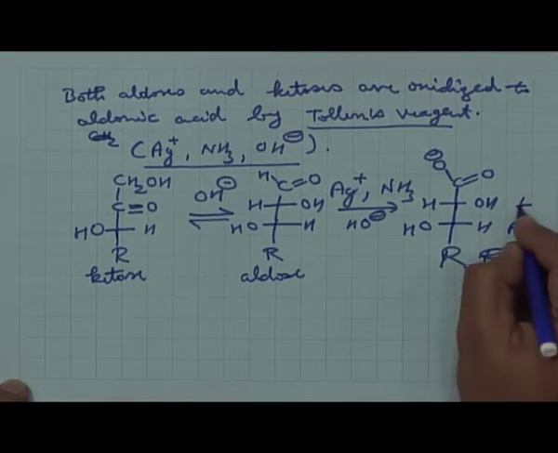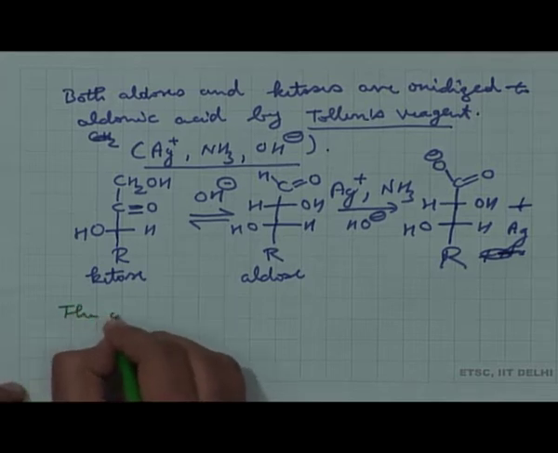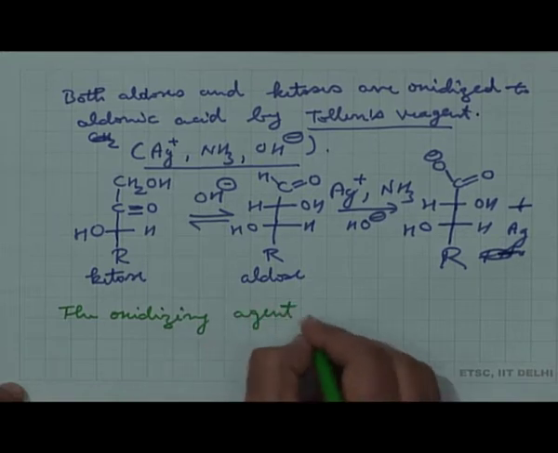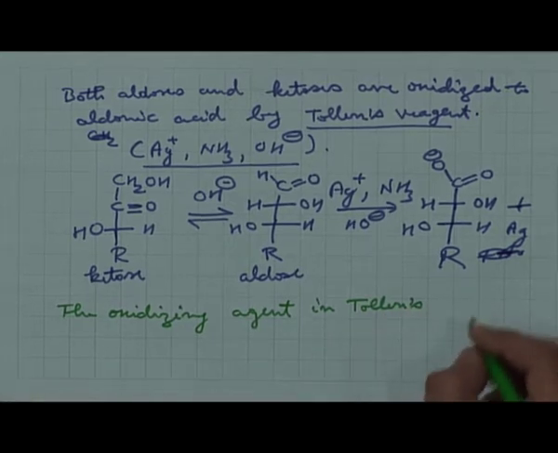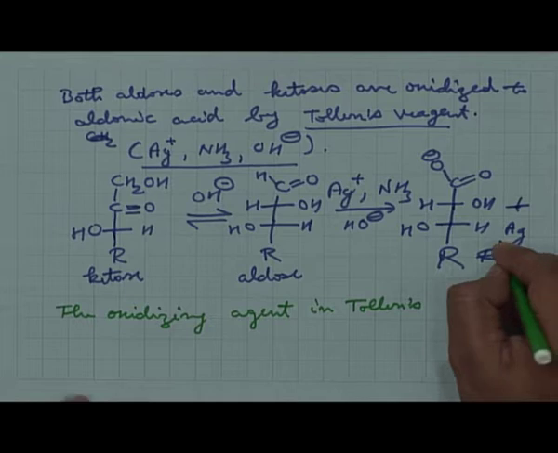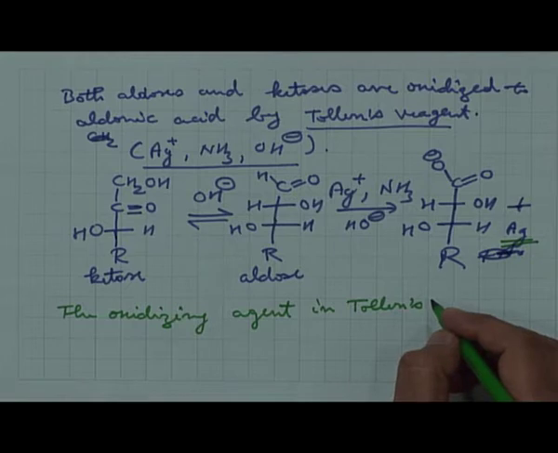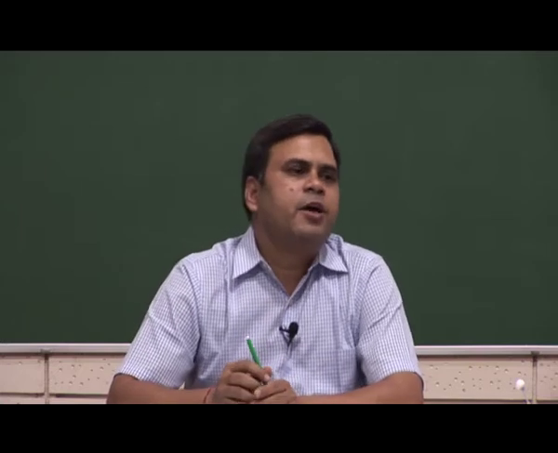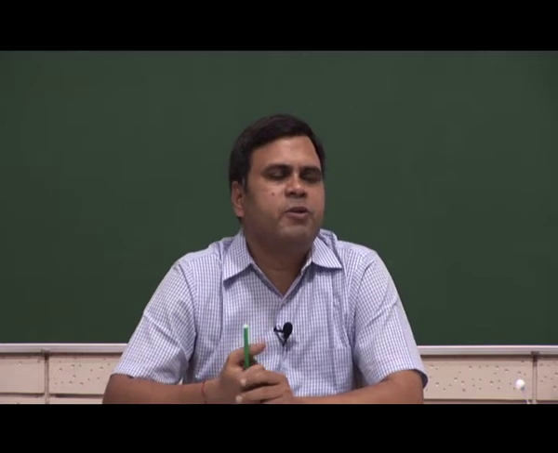Plus silver Ag 0 forms. The oxidizing agent in Tollens reagent is Ag+. It is reduced to the metallic silver Ag 0 that forms on the inside of the test tube when we do the reaction. Basically, when we treat aldose and ketose with the ammoniacal silver nitrate, which is basic in nature.